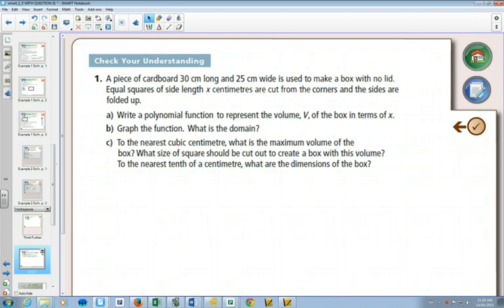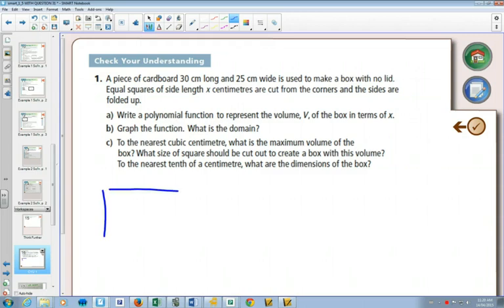Because if we make something bigger with the same amount of material, that's going to cost less money if you're a manufacturer, and if it costs less money, that makes more money for your company, and the company is happier. So for this one, we've got a piece of cardboard 30 centimeters long and 25 centimeters wide. Make a box with no lid.